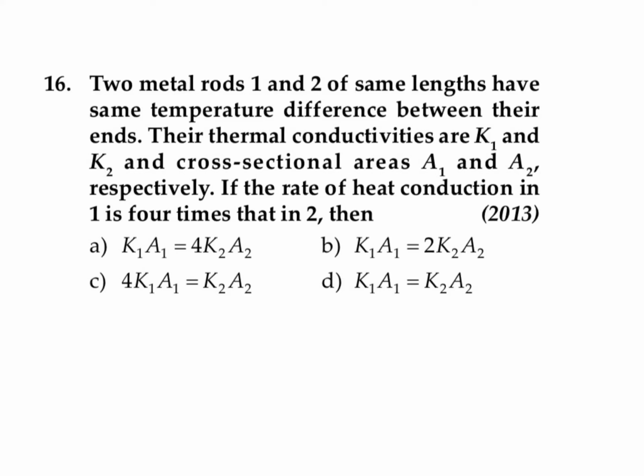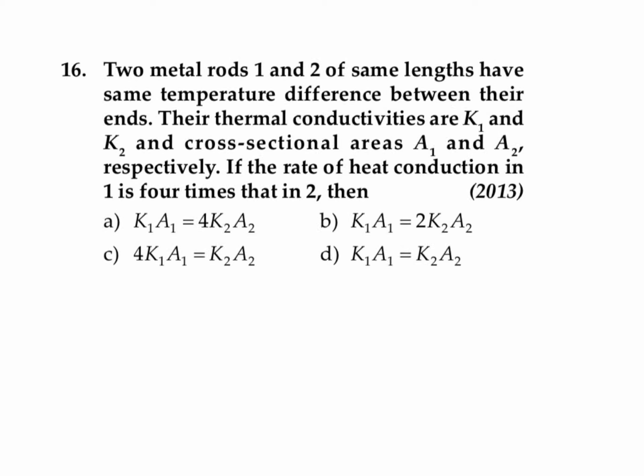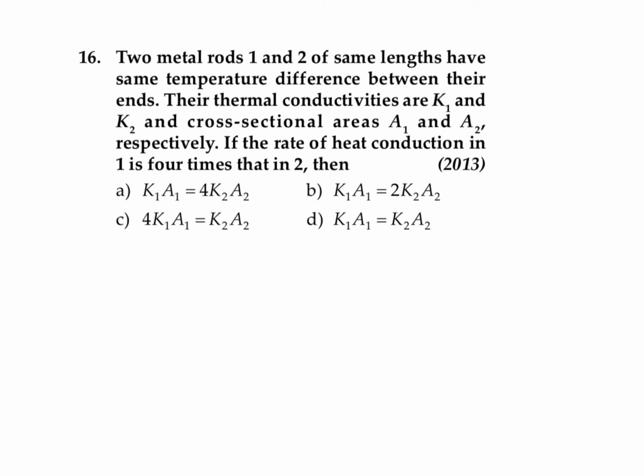In this question it is given that two metal rods 1 and 2 of the same length have the same temperature difference between their ends. Their thermal conductivities are K1 and K2 and cross-sectional areas A1 and A2 respectively. The rate of heat conduction in the first one is 4 times that in the second. Then our aim is to find the relation between them.